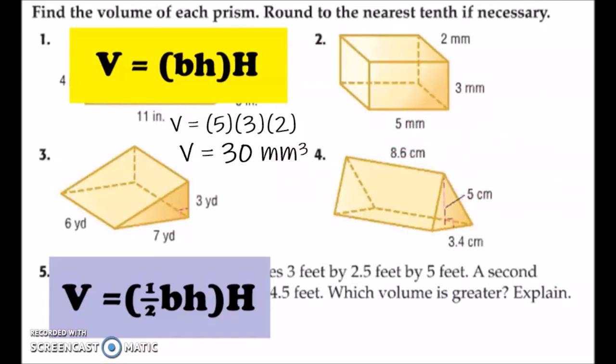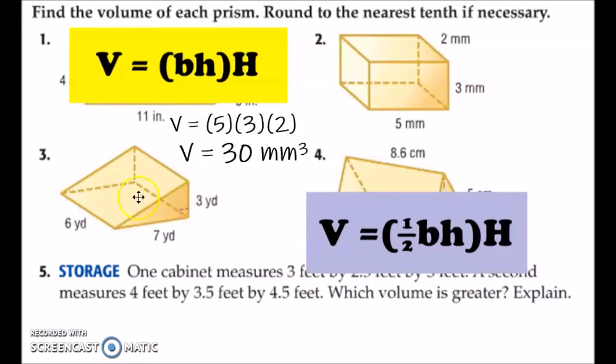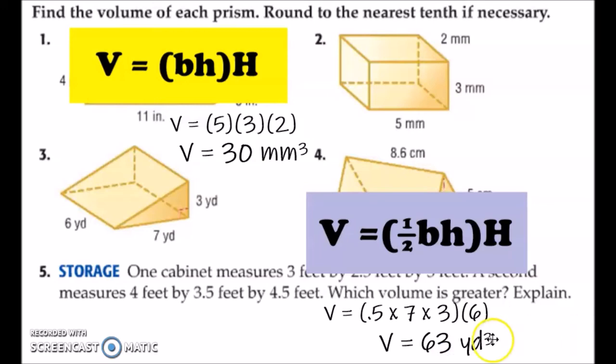Now let's take a peek at this triangular base prism. Here's our height of the whole prism. Here's our base of the whole prism, and here's our height of the base. Height of the base, base of the base. So we get 0.5 times 7 times 3, and then times the height of the whole thing, which is 6. When you multiply that all out, you will get 63 cubic yards. Again, it's cubic because it is a volume.